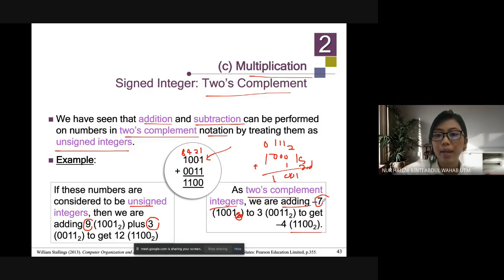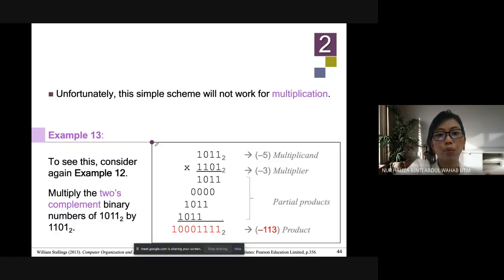4 minus 7. Then similarly, you will get 3 here, 3 positive, so no problem. You just put it here, and you will get 1100. This one is in adding. So this is the example. So when is it going to be applied?